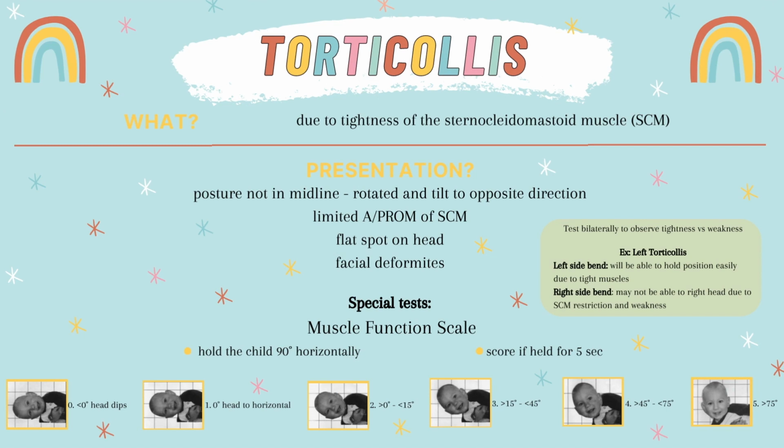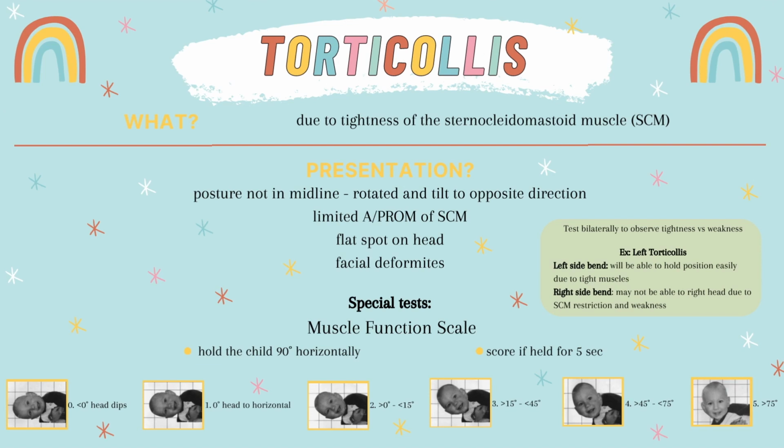You might notice a flat spot on their head. The flat spot typically occurs on the same side as rotation. So a right SCM has a right tilt and left rotation, so right torticollis will be a left posterior flattening. The tightness of the right SCM is right torticollis. And then you could also see some facial deformities, and we'll talk about that on the next slide.